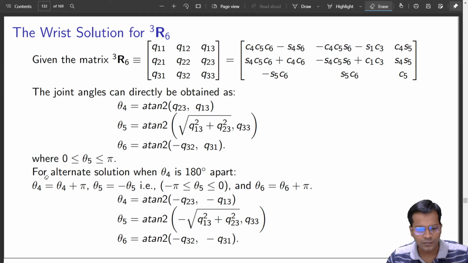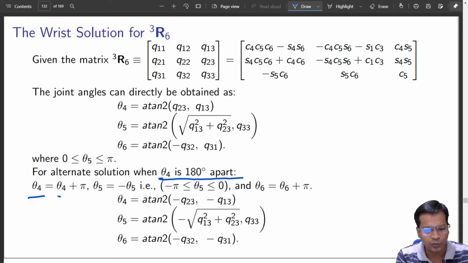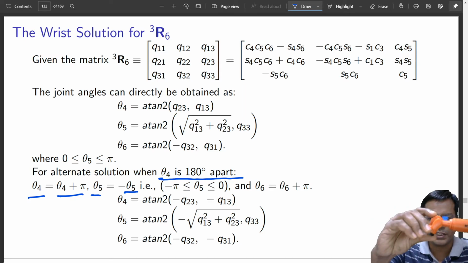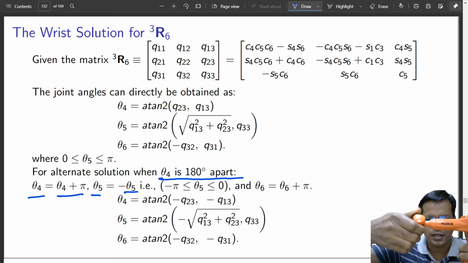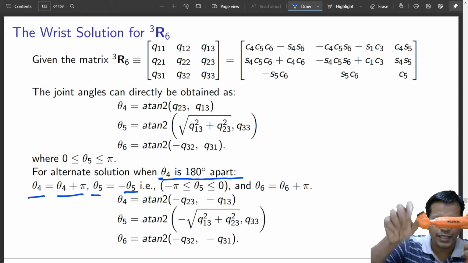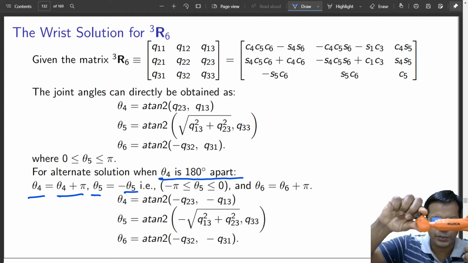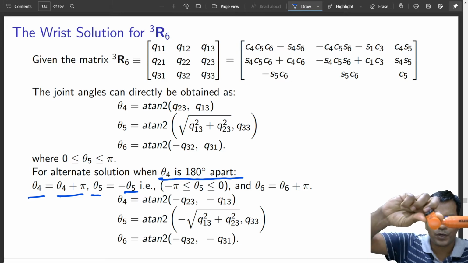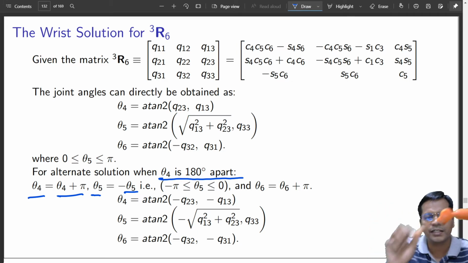So this is the physical meaning of having a solution where theta 4 is 180 apart. In this case, theta 4 is equal to 180 plus theta 4, theta 5 is minus theta 5. You also see what we did. If theta 4 goes 180 degrees, theta 5, that is this joint angle, has to be the minus of that angle. Initially it was positive, now it will be a negative angle.